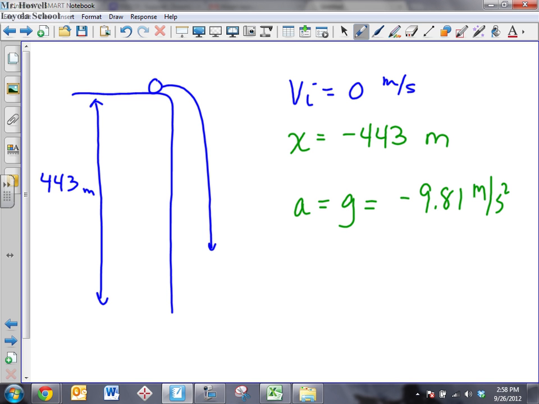Isabella, focus. Remember yesterday when you wrote your 9 like a g? That's why I said that to you. Because we're going to use g, and g happens to be negative 9.81. So try and write them differently, okay?